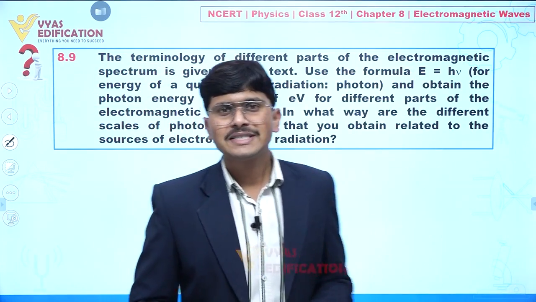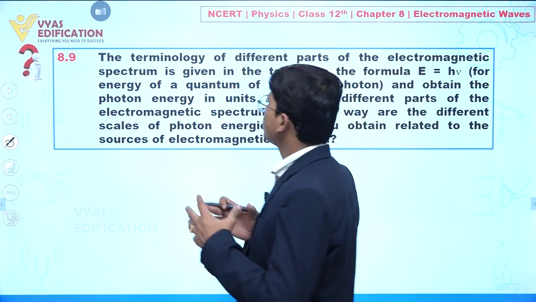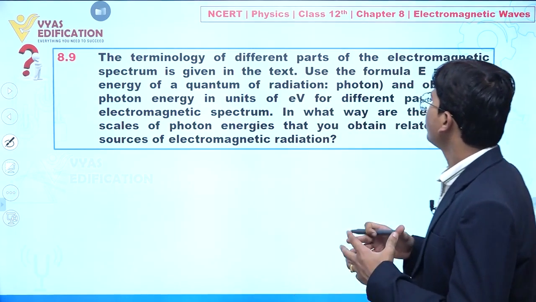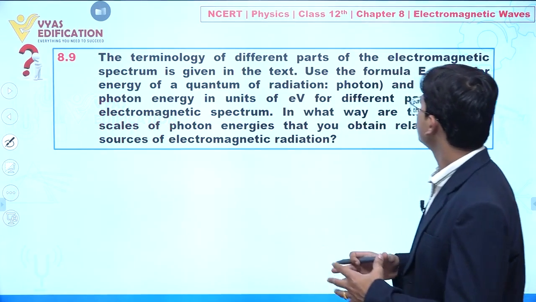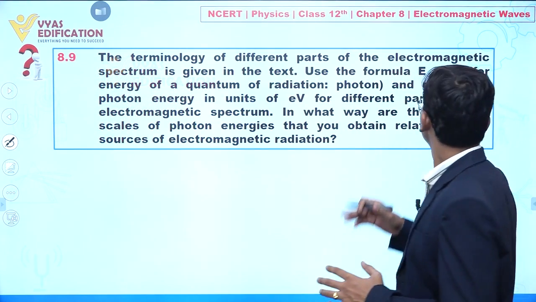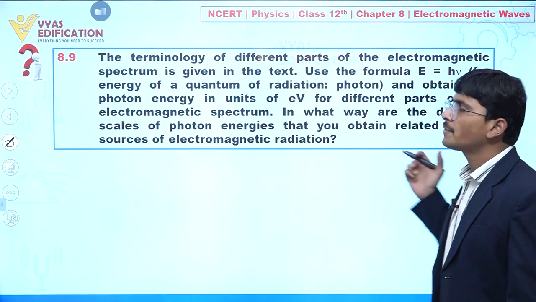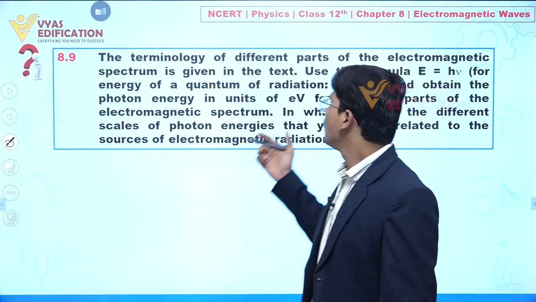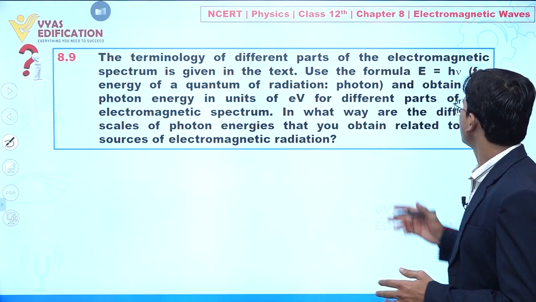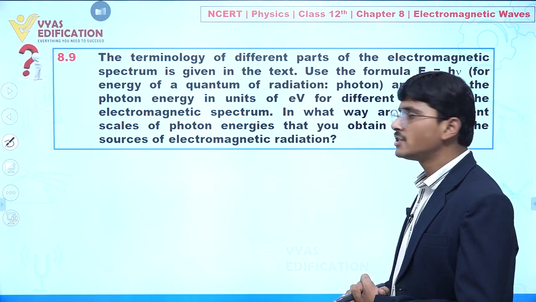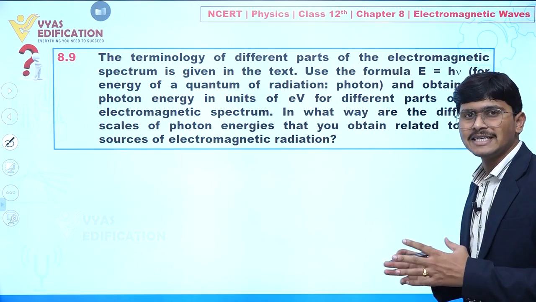Now student, we are going to discuss question number 8.9, and in this question it is given that the terminology of different parts of the electromagnetic spectrum is given in the text. Use the formula E equal to h nu for the energy of a quantum of radiation, a photon, and obtain the photon energy in units of electron volt for different parts of the electromagnetic spectrum. In what way are the different scales of photon energy that you obtain related to sources of electromagnetic radiation?